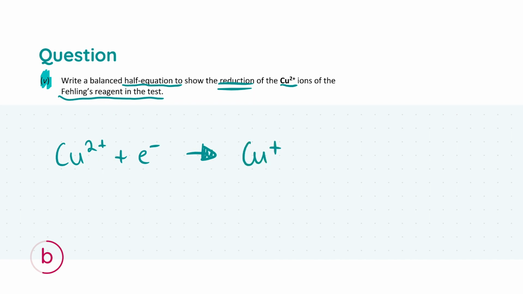And this is the half equation that is needed to show the reduction of the Cu2+ ions inside the Fehling's reagent. There were 3 marks associated with this question, and you needed to get this full equation in order to get those 3 marks, and there wasn't any other way around it, unfortunately. But yeah, if you were able to recall this, a nice easy 3 marks.